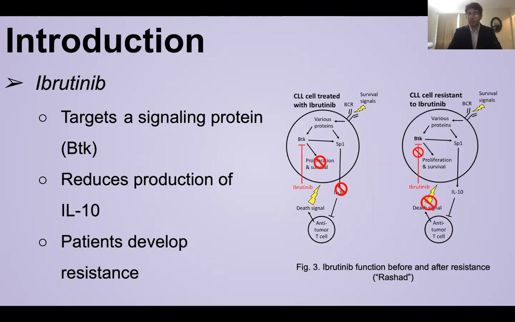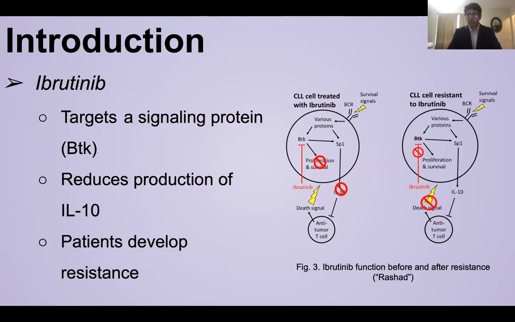So this shows the positive effects of ibrutinib, but the main issue with this drug is that many patients eventually acquire resistance to it after a couple months of treatment, so it isn't a very effective long-term treatment for chronic lymphocytic leukemia patients. And as you can see in figure 3, this shows the function of ibrutinib before and after patients begin to develop resistance to this drug.